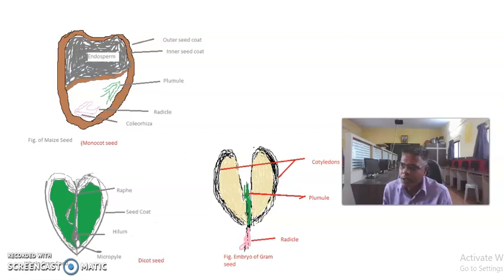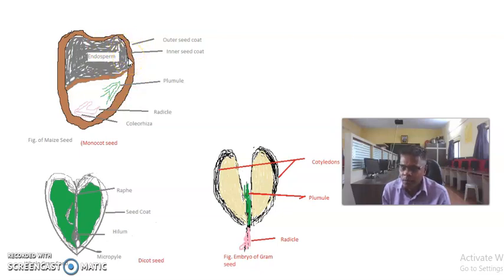Seeds consist of two structures, that is the embryonic axis and the cotyledons. Then the seed coat. The seed coat is the protective layer surrounding the seed. It consists of two layers. Here we see layer number 1 and layer number 2.